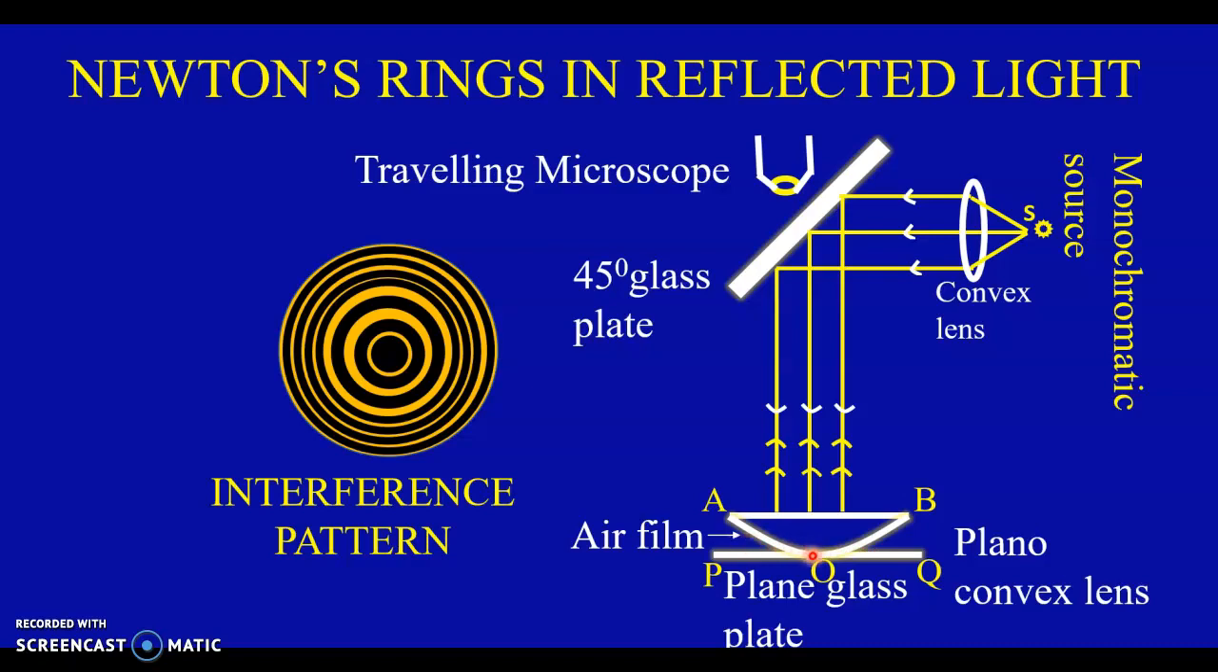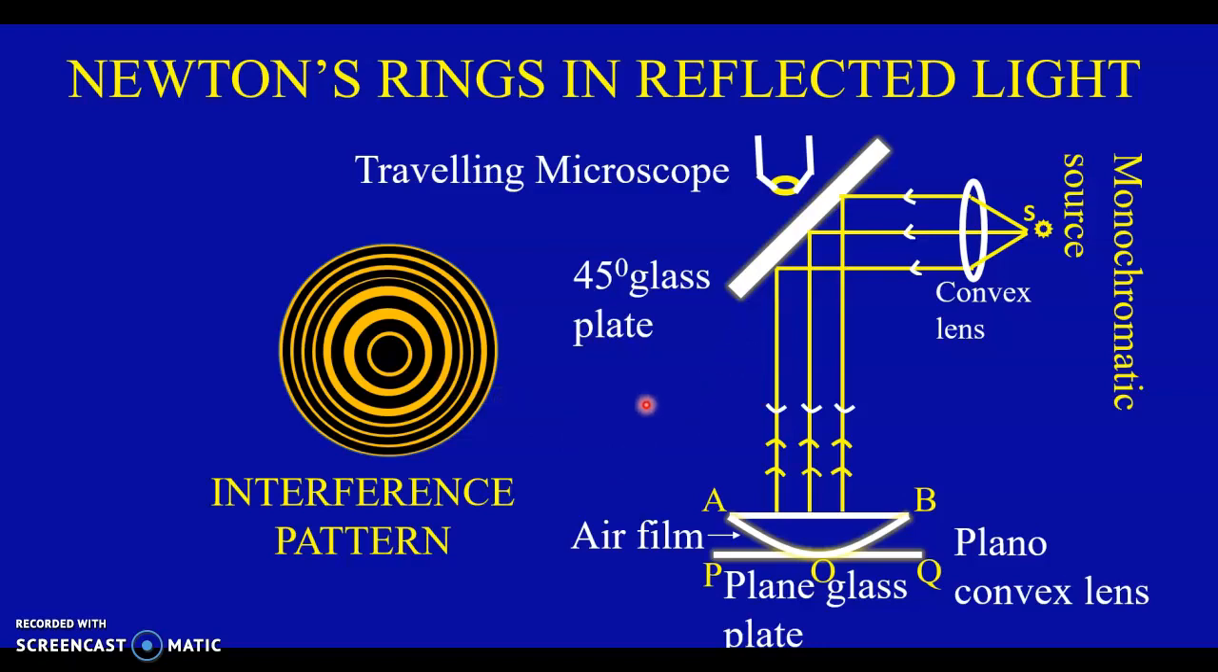Regarding the shape of the film, at the point of contact the thickness of the air film will be 0. And this thickness of the air film increases on all sides surrounding the point of contact. At any given radius, the thickness will be constant. The locus of all points with constant thickness is a circle. That's why we get the interference pattern in the form of circles.